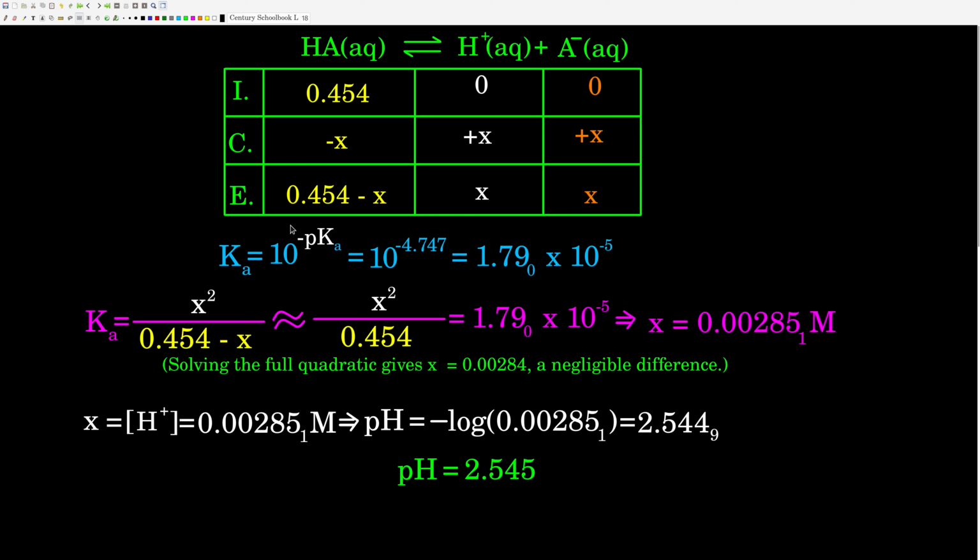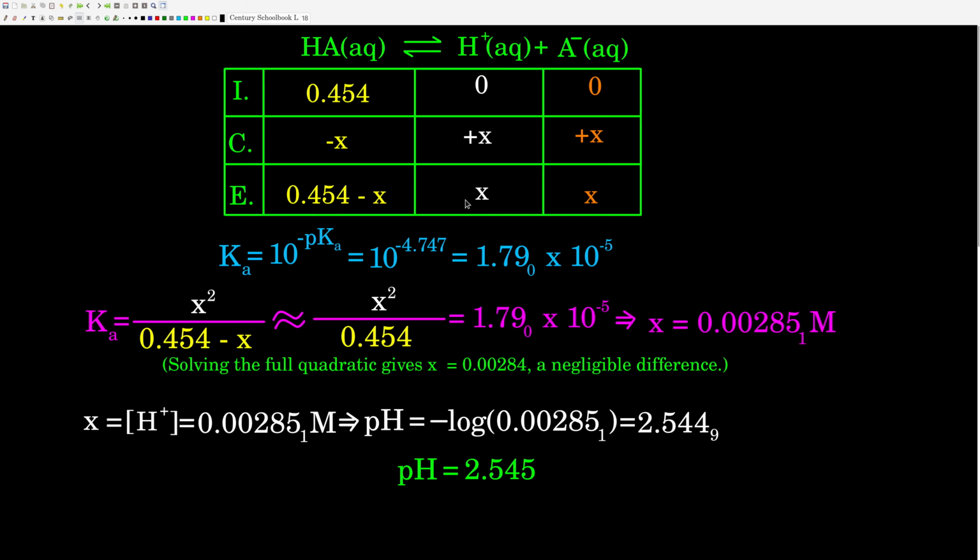Now we're given the pKa, so let's make this all blue. We're given the pKa as 4.747, and we're going to need the equilibrium constant to do our equilibrium calculation. So we take 10 to the minus pKa, and we get 1.79 times 10 to the minus 5th. Again, sig figs, guys. Because we know that a pKa came from taking the negative log of a number, the digit to the left of the decimal, the 4 in this case, is not a sig fig. So the pKa only has 3 sig figs, the 7, 4, and 7. And so we only have 3 sig figs for our Ka.